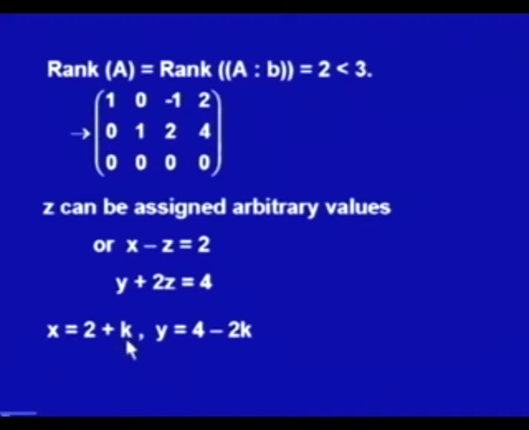And that means you can give arbitrary values to k and we will be having different solutions. So, as we change values of k, x and y will vary, and that means we will be having infinitely many solutions for the given system. And this happened because the determinant of A is 0 and rank of A is 2, which is less than 3. So, we have infinitely many solutions in this case.